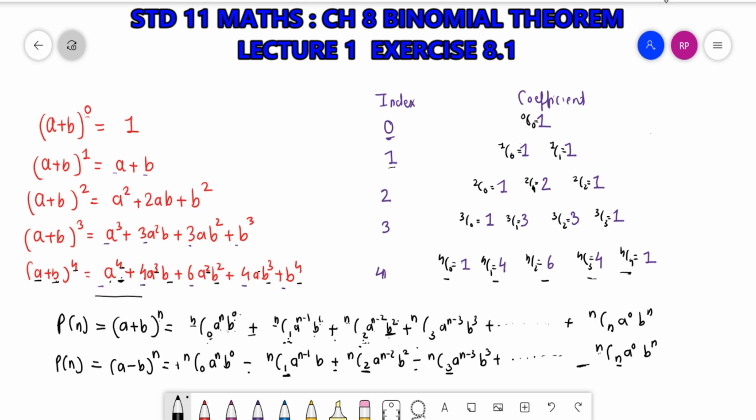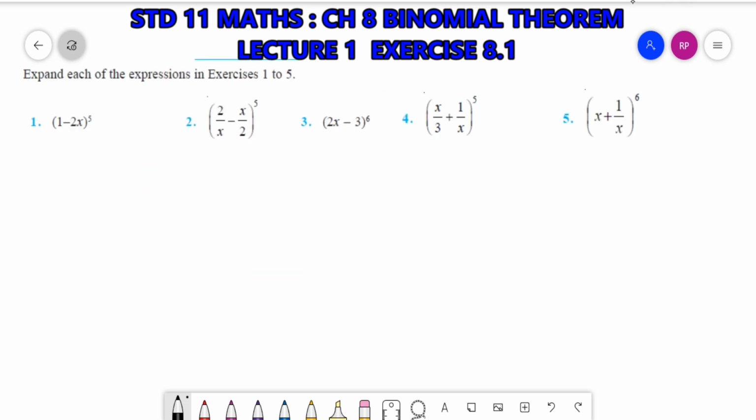Now let's start with exercise 8.1. Expand each of the following in exercise 1 to 5. Okay, so for 1 to 5 we will be using the same formula. So I will solve 3 of them, and the remaining 2 you have to solve by yourself. Okay, so first I will solve question number 2.